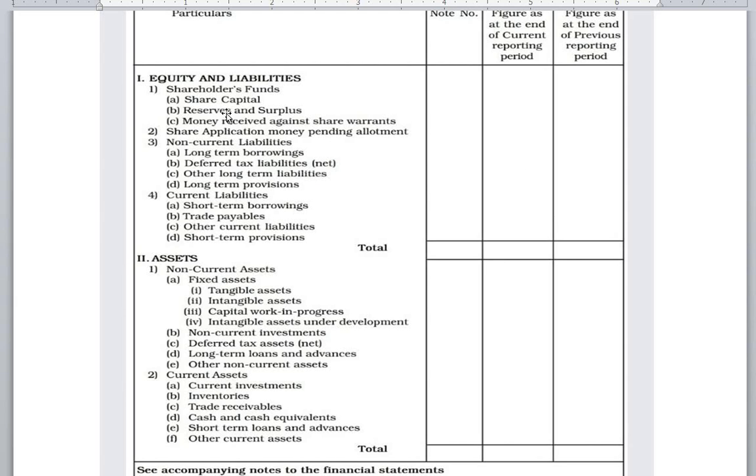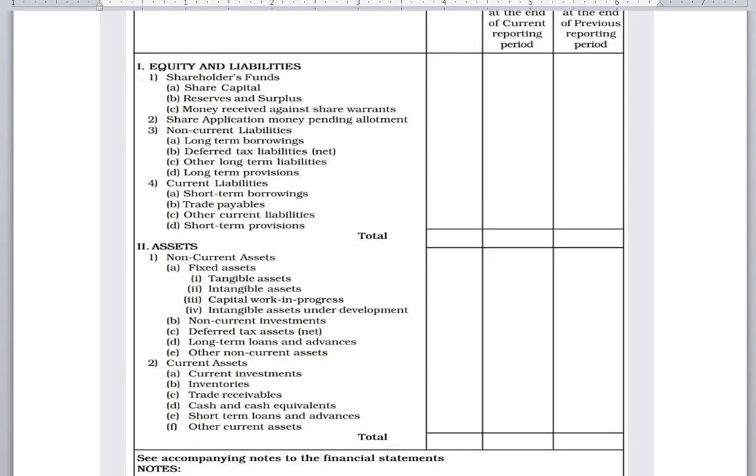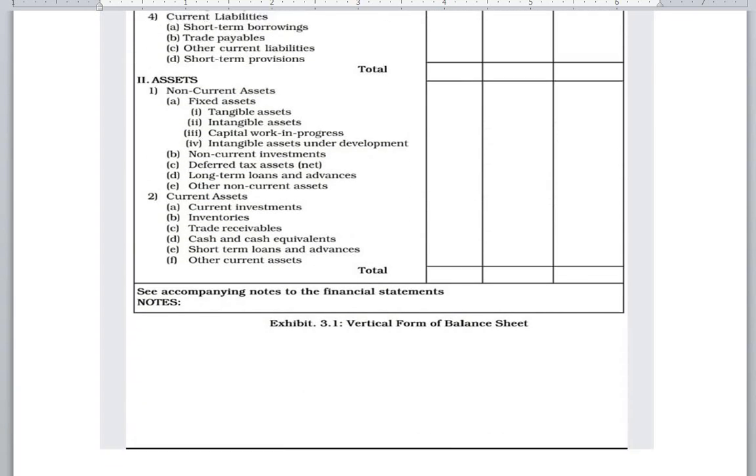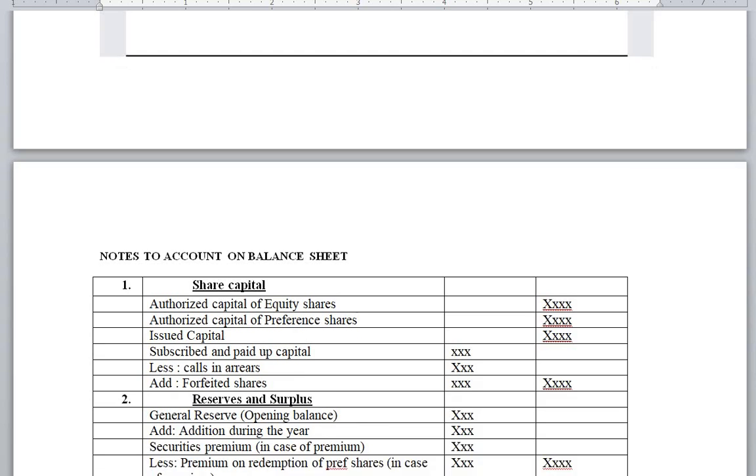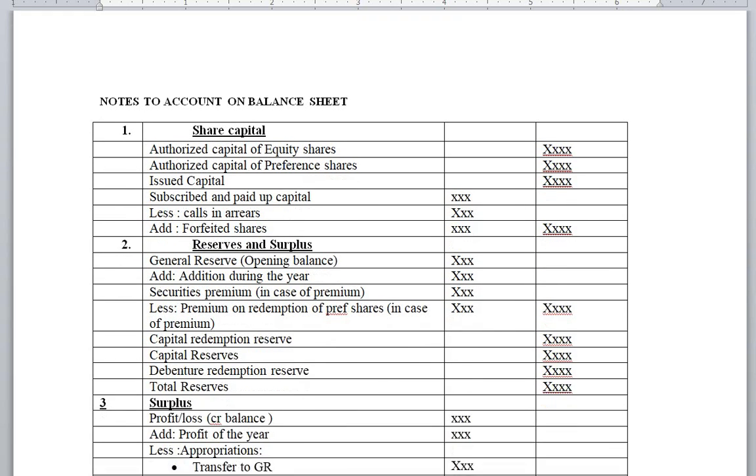So we will see the second one, reserve and surplus, which is coming under note 2. Since this is an image, there are no note numbers given, but when you are writing the format, please make sure you write the note numbers which are mentioned below. Okay. So for reserve and surplus, the working notes which have to be prepared come like this.